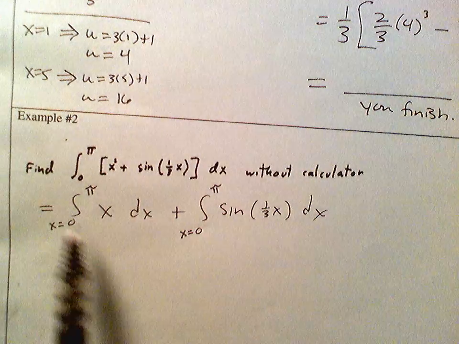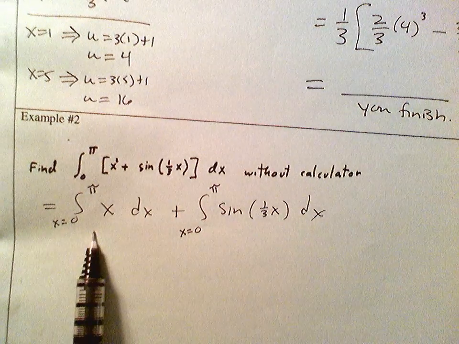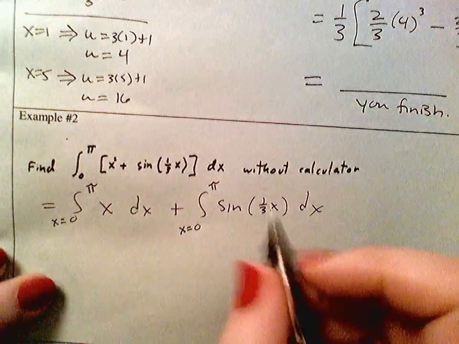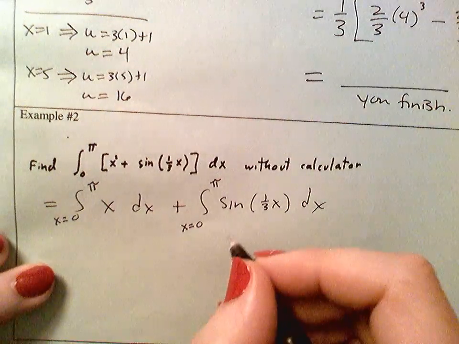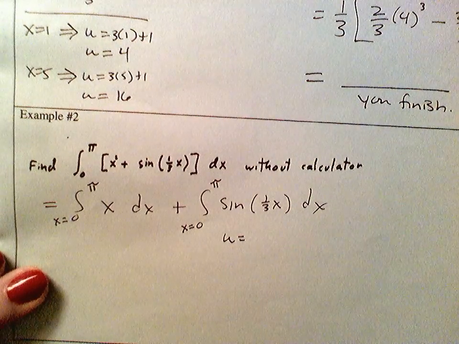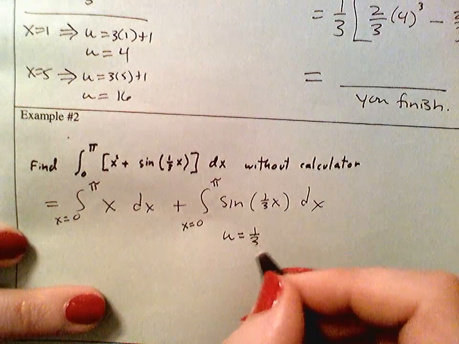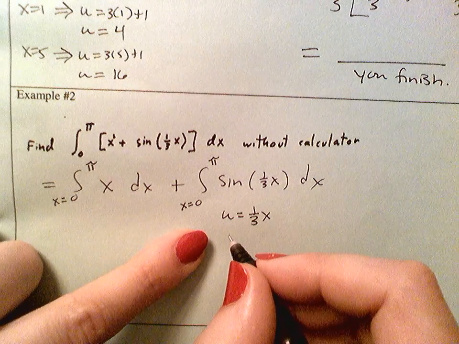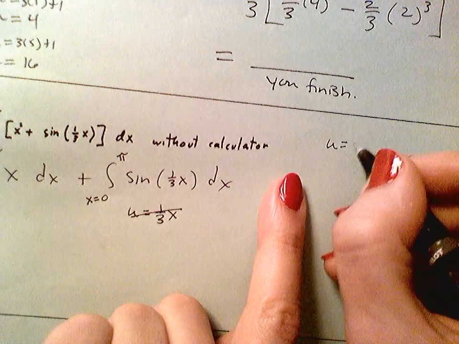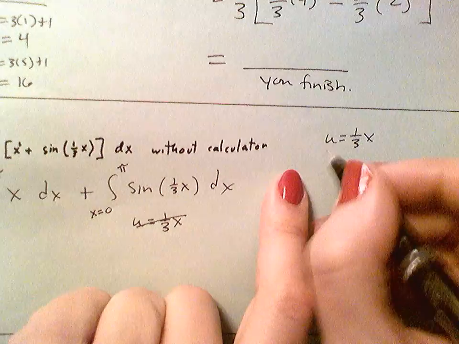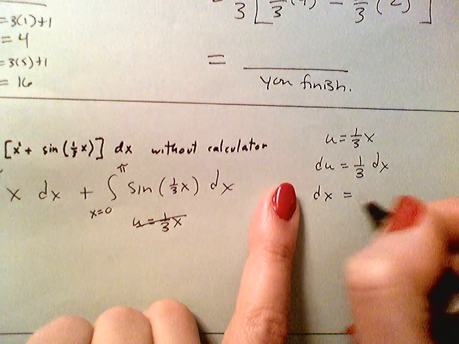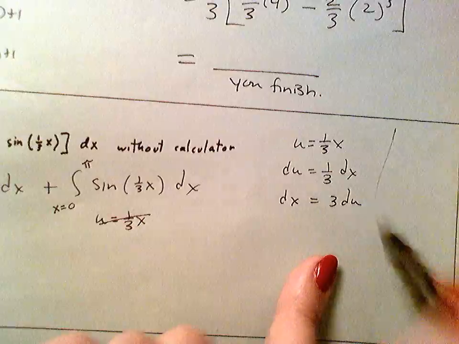Alrighty, so this one's not going to be too bad. But this one here we're going to need u substitution for, so I'm going to hold off on that one. And then this one I will let u equal, always look for an inside function. So I see 1/3 x that is inside of sine. So u equals 1/3 x. So the differential du is 1/3 dx. So dx is 3 du.